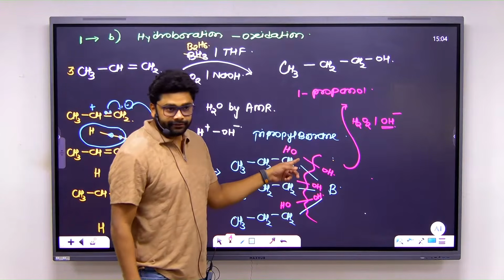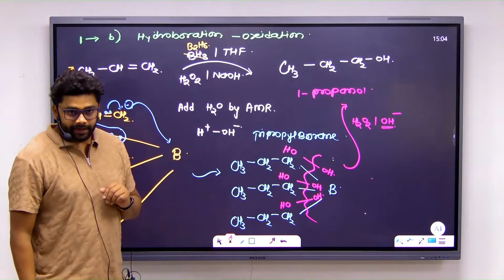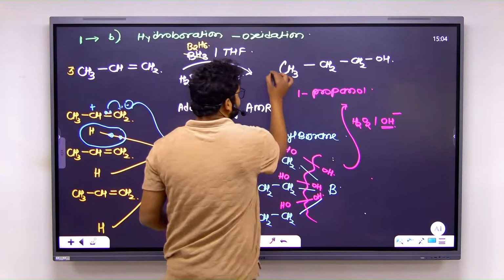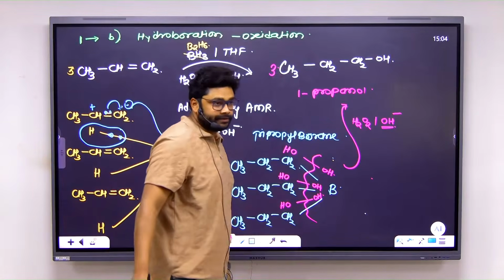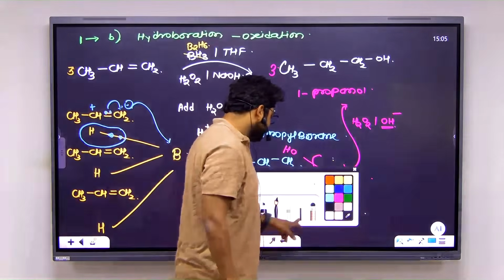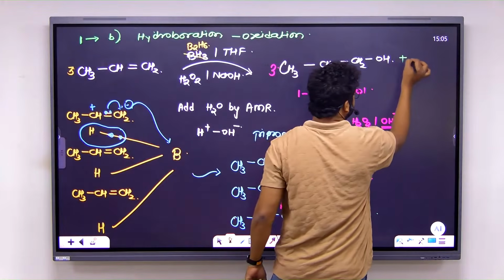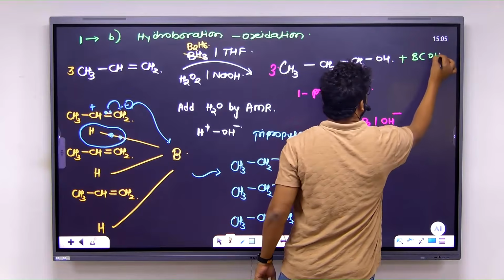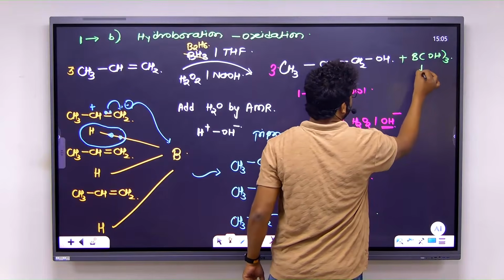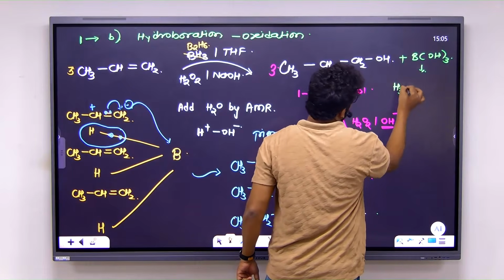CH3, CH2, CH2, OH. Right? And here is the formation of propan-1-ol. How many times? 3 times. Then very magical B with the 3 OH. What does it look like? B(OH) thrice. You will be shocked to know that this one is boric powder.